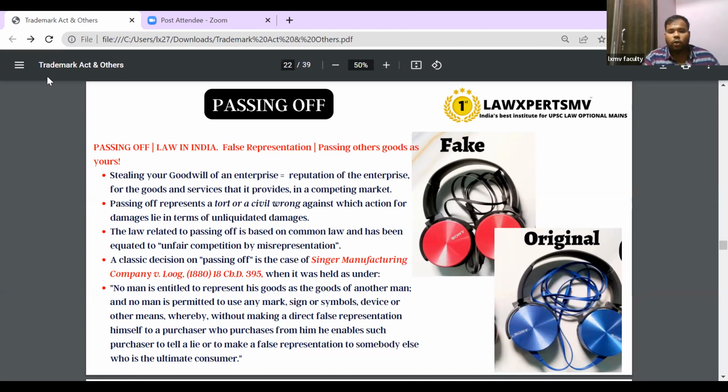Okay, I'll read it. No man is entitled to represent his goods as the goods of another man. So no one is able to misrepresent himself. You should not misrepresent one good as another thing. And no man is permitted to use any mark, sign, symbol or device whereby he is making some like false representation to the purchaser. When he does that, he is said to do the act of passing off.